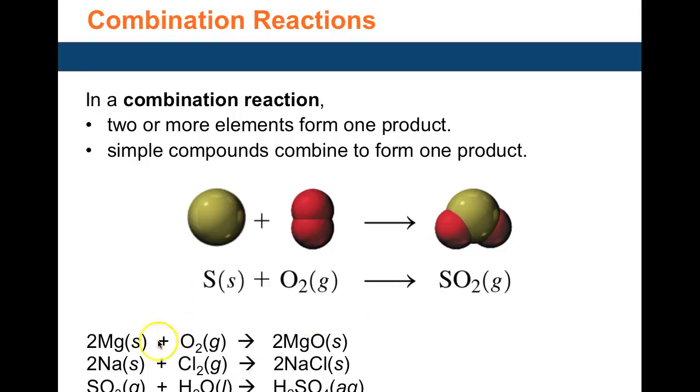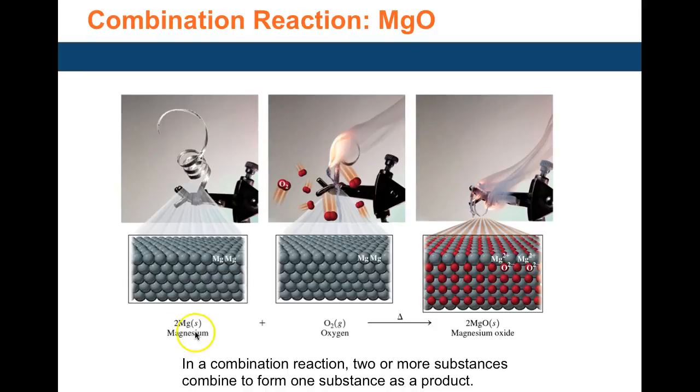Similar combinations are any kind of metal combining with oxygen to form the oxide, like magnesium with oxygen to form magnesium oxide, or sodium with chlorine to form sodium chloride, or sulfur trioxide dissolving into water to form sulfuric acid. All right, so those are all kind of combinations, and the key is that you have one or more reactants and a single product. That's how you identify a combination.